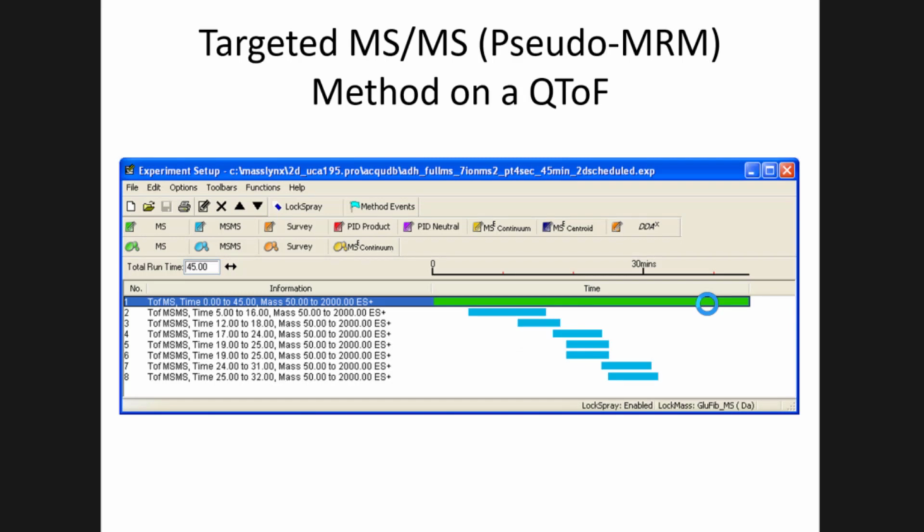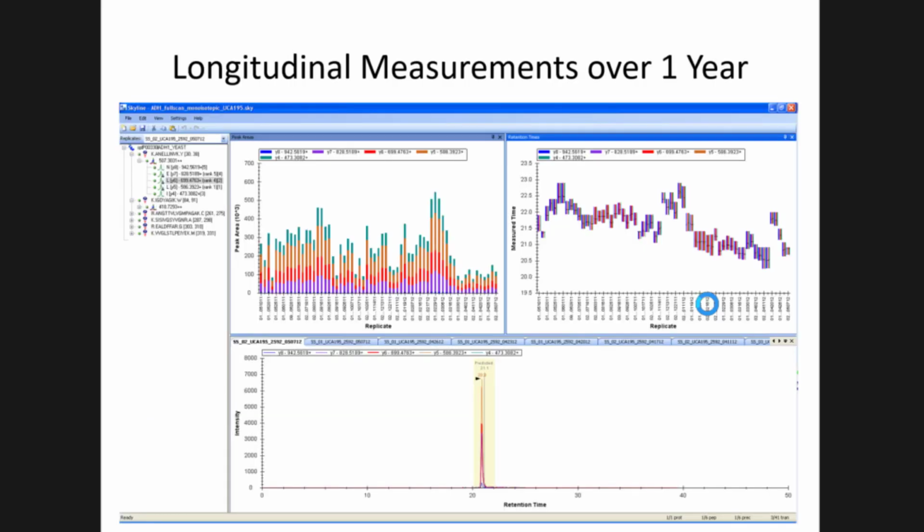So for people that are using different instruments, this is a QTOF doing a targeted MS2 approach, like PRM or pseudo-MRM, where you're monitoring the fragment ions of a bunch of peptides in the sample. And this is how the system was set up, targeting particular mass regions over different retention times. And these are what the data show. This is one particular peptide that's displayed.